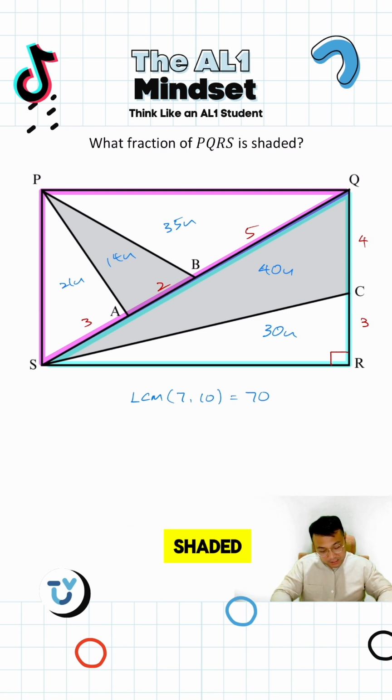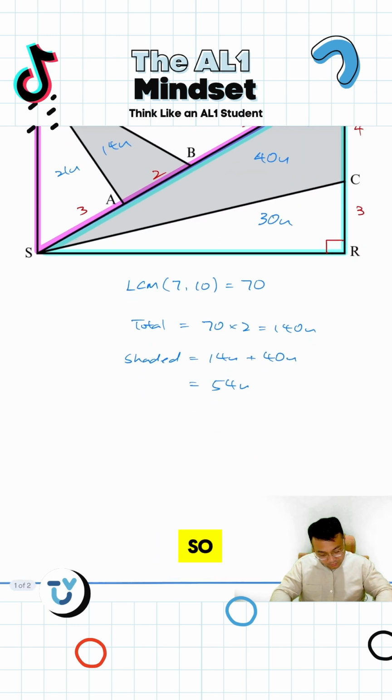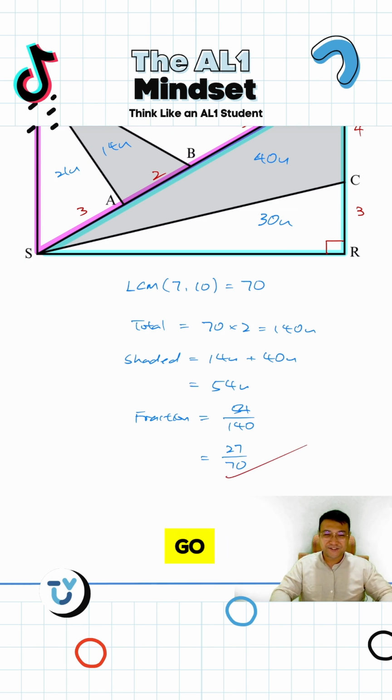So what fraction is shaded? Oh, sorry, I shouldn't erase that. What fraction is shaded? Well, we know that the total area of the rectangle is 70 times 2, which is 140 units. How many units are shaded? We have 14 shaded and 40, which gives us a total of 54 units. So what fraction of the entire figure is shaded? 54 out of 140. Simplify it, divide by 2, 27, divide by 2, 70, and there you go.